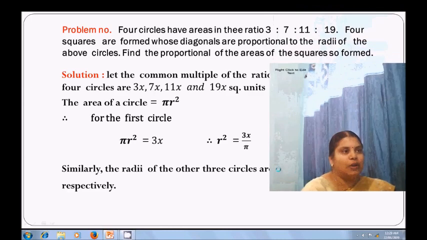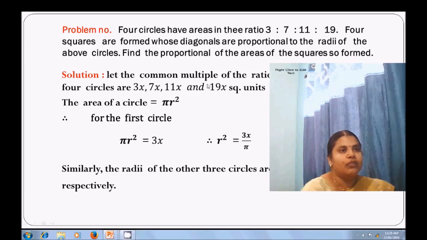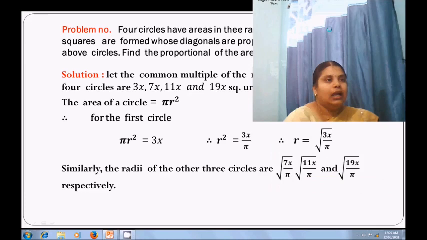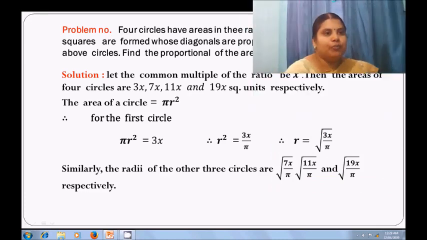The third and the last problem. 4 circles have areas in the ratio 3:7:11:19. 4 squares are formed whose diagonals are proportional to the radii of the above circles. Find the proportion of the areas of the squares so formed. Now solve this problem. Let the common multiple of the ratio be x. Then the areas of the 4 circles are 3x, 7x, 11x and 19x square units respectively.